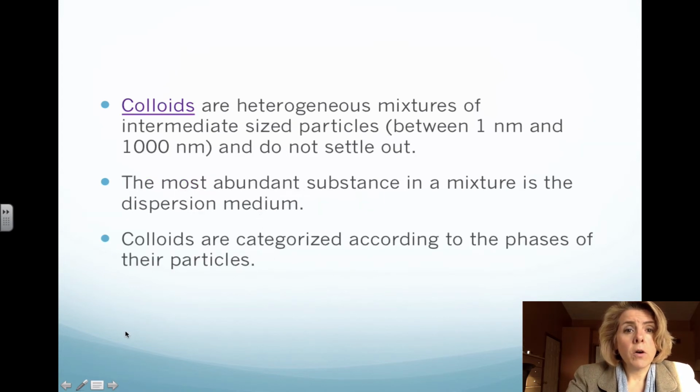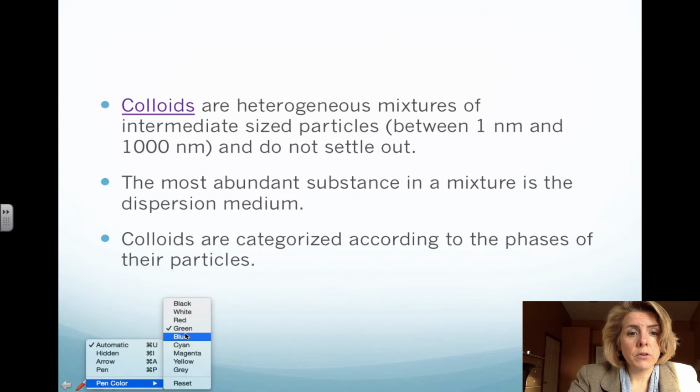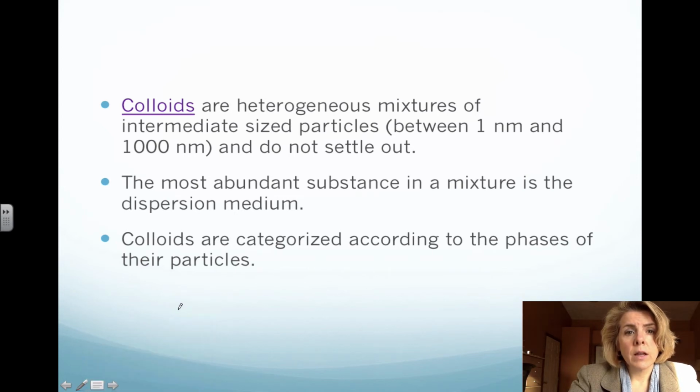Okay, colloids. Now colloids are heterogeneous mixtures, and the difference between a suspension and a colloid is the fact that colloids remain in the mixture. They don't settle out. And I'll give you an example of a colloid in class, and I'll show you that they exert a certain property. Please note that the most abundant substance is the dispersion medium, okay? And with colloids, we can actually measure the size of the particles, and we can identify their phases too.